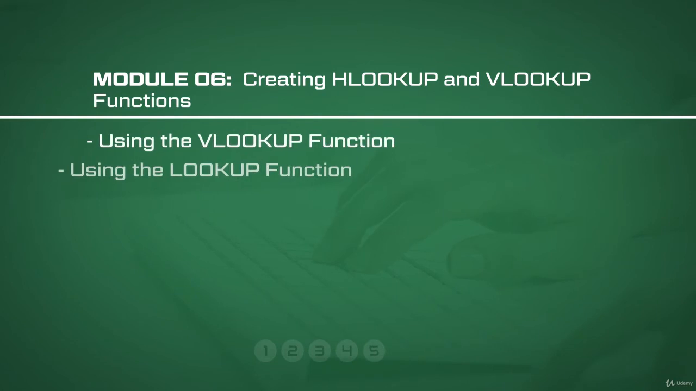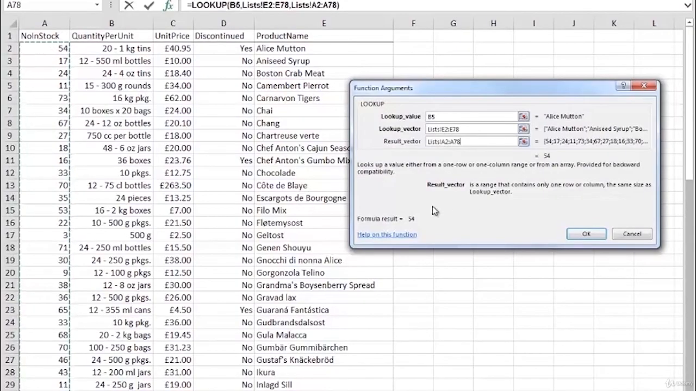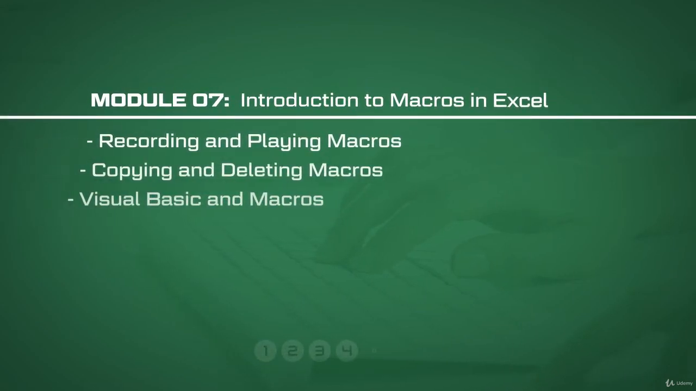Module 6 covers lookups, both V and H lookups. This will help you add functionality to your spreadsheet so that you'll be able to access and highlight data quickly and easily. And finally, the last section is an introduction to using macros, which automate tasks and can save you huge amounts of time.